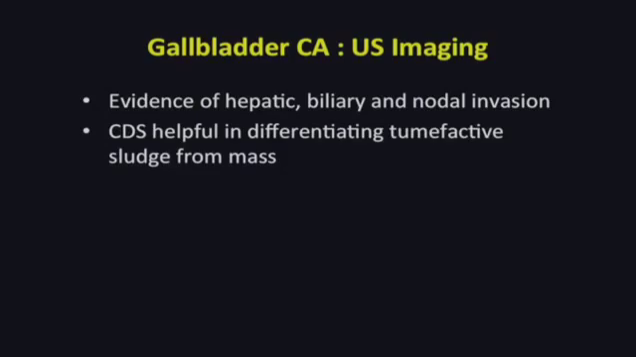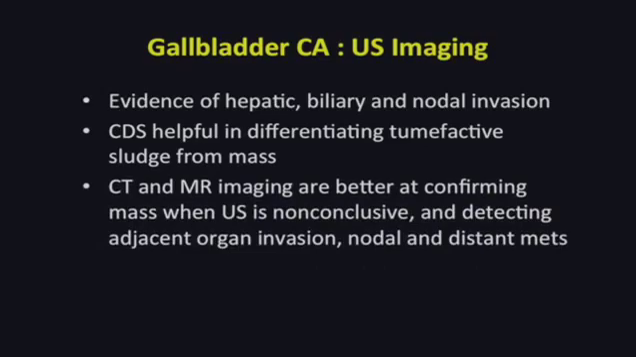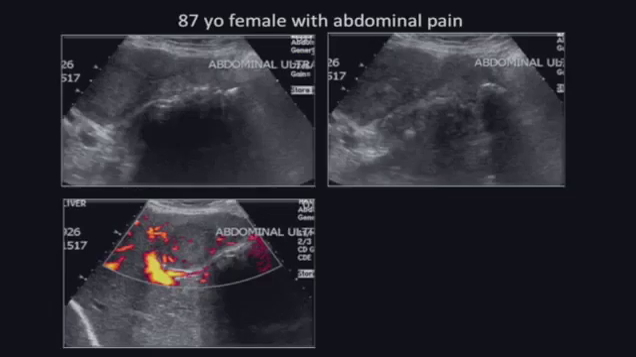Color Doppler sonography is helpful in differentiating tumefactive sludge from mass, but CT and MR imaging are better at confirming a mass when ultrasound is non-conclusive, and they're better at detecting adjacent organ invasion, nodal metastasis, and distant metastasis. So let's take a look at a few cases.